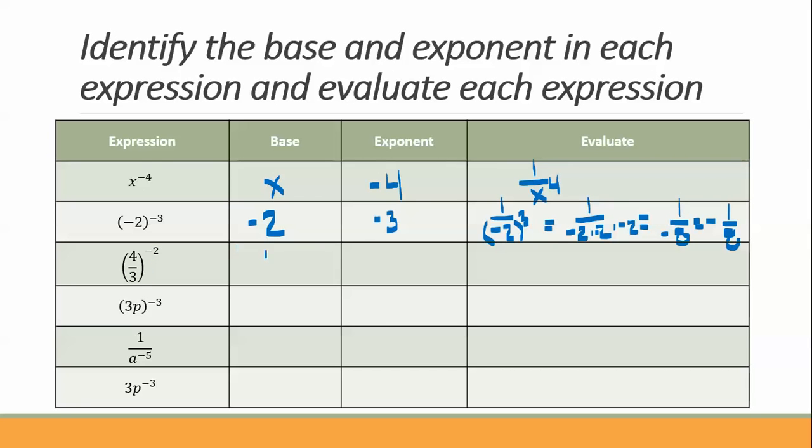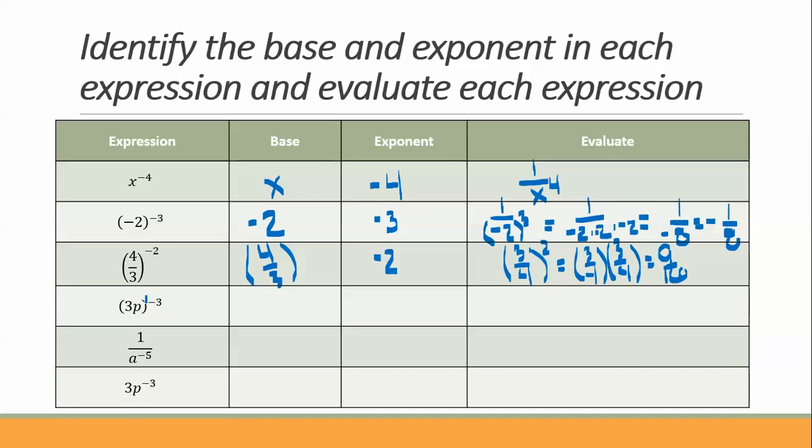4/3 to the negative 2. Our exponent is negative 2, and our base is what's touching the exponent, so that's 4/3. Remember, our last property said if it was a over b to the negative 1, that became b over a. So we're just going to make it 3/4 squared. And that's 3/4 times 3/4. So that's 9 over 16.